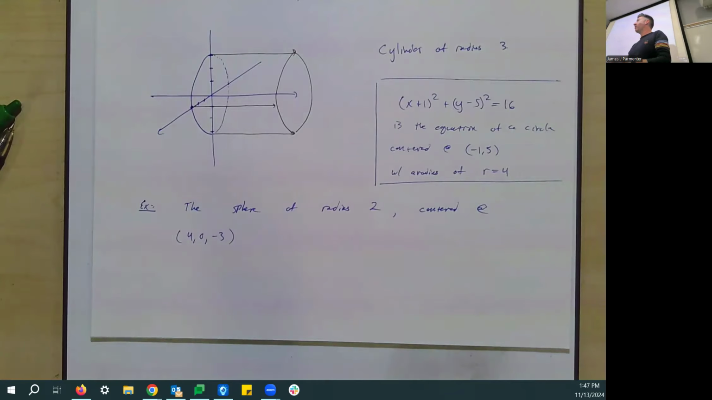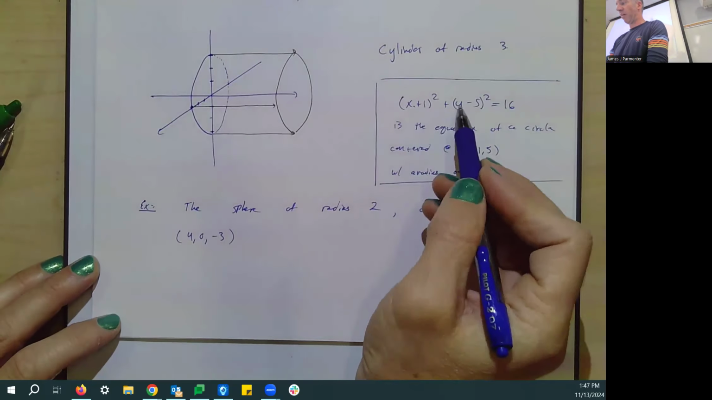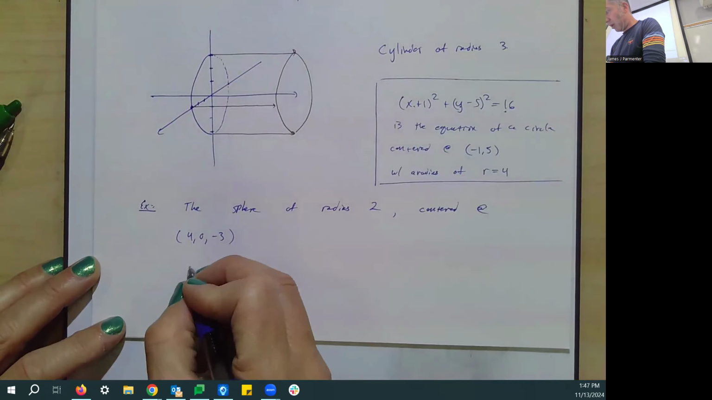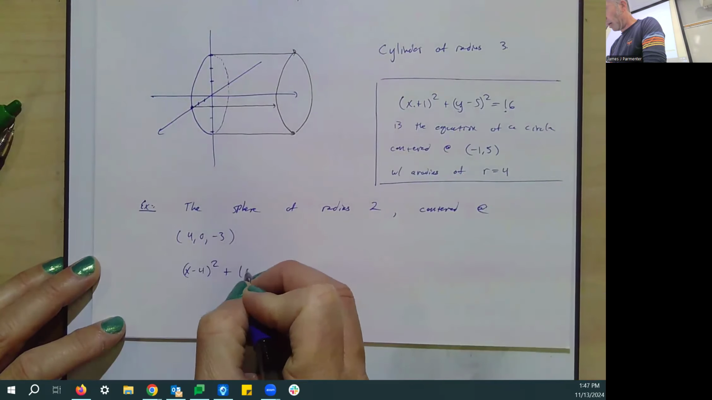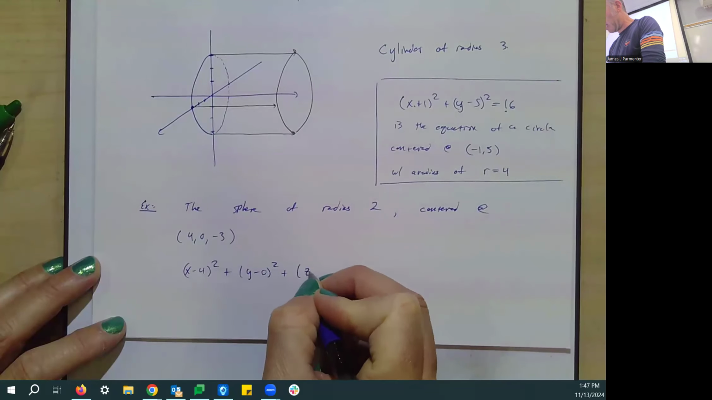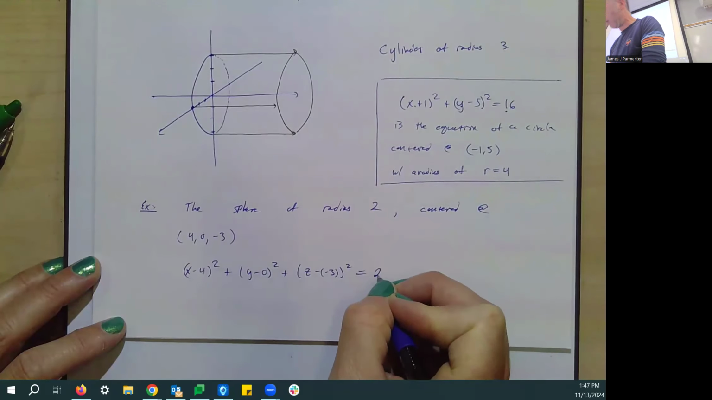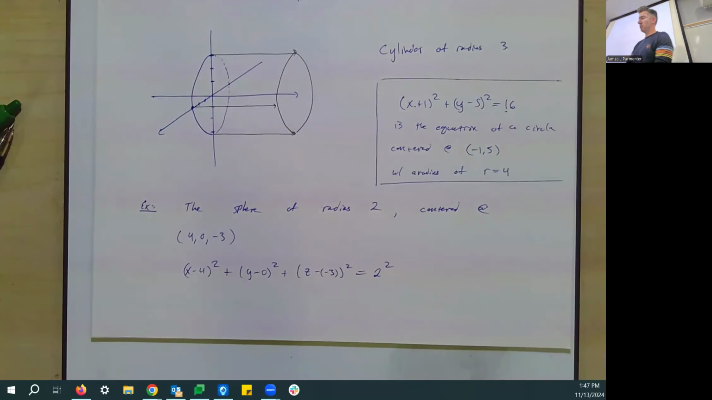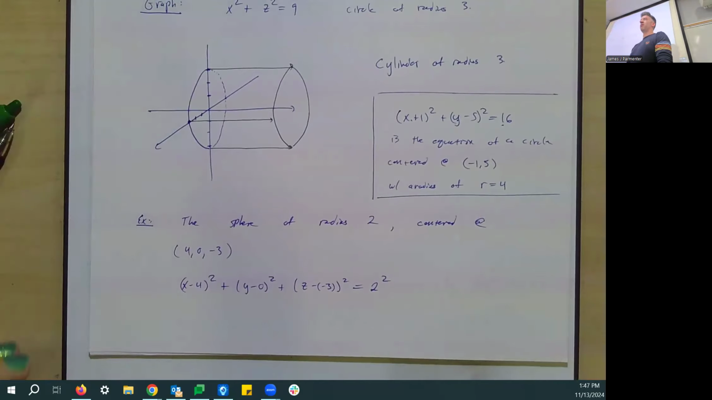The same thing is true here. If I want to find the equation of a sphere, I'm just going to add on another kind of thing for the z coordinate. So instead of being x plus 1 squared plus y minus 5 squared equal to the radius squared, it's going to be x minus 4 squared plus y minus 0 squared plus z minus negative 3 squared equal to the radius squared. And really, this is all because of the distance formula, right? When you're trying to find the equation of a sphere, you're really trying to find an equation for every point on this surface, and all these points have one thing in common. They're all the same distance away from the center.